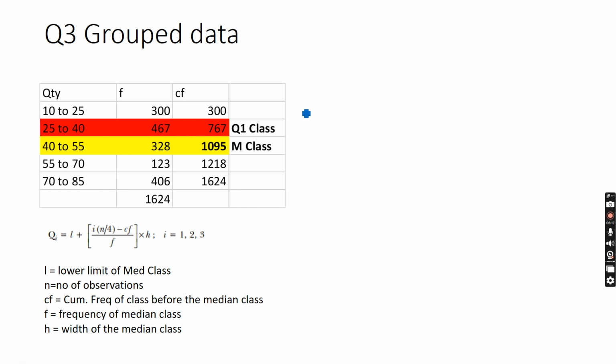Now let's go ahead and do the calculation for Q1. So I write Q1 is equal to L, which corresponds to the lower limit of the Q1 class. If you notice this class, the lower limit is 25 and the upper limit is 40. So I denote L as 25 plus (i n by 4, that is 1 multiplied by 1624 divided by 4, minus Cf). As I told you, Cf is not the cumulative frequency of the quartile class, but of the class previous to that. So this would be 300.